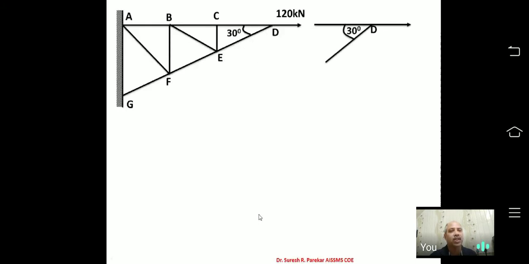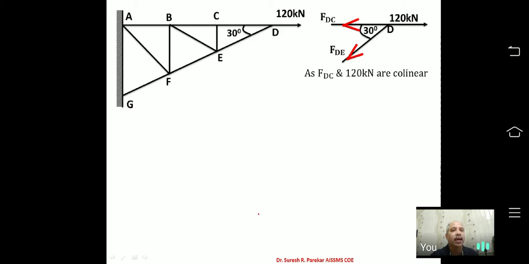So now we will consider joint D. We have only two unknowns, but if you see, we have member DC and 120 kilonewton. These two are collinear, so automatically my FD value becomes 0, and FDC I will get as 120 kilonewton, and those values we have to show in the main figure.